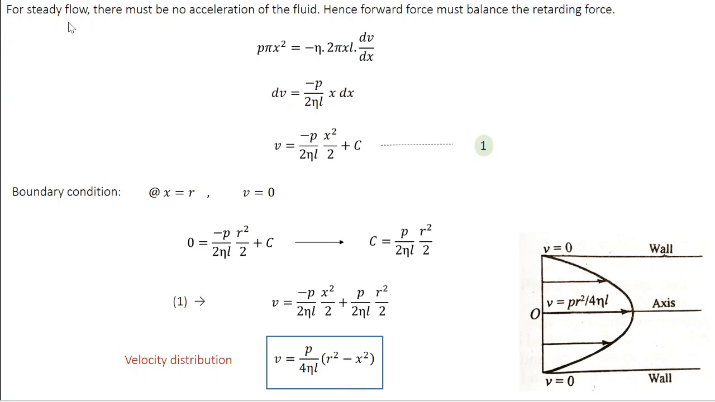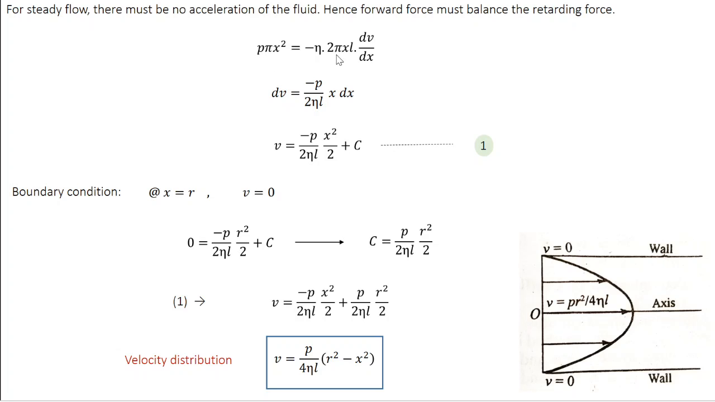In the case of steady flow, the velocity is constant, which means there is no acceleration of the fluid. So here the forward force is balanced by the backward retarding force. So forward force is P pi x square, which is equal to the retarding force, minus eta into 2 pi xL dV by dx.